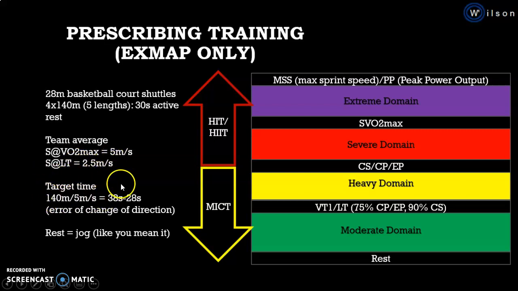So the target time would simply be the distance you want divided by the team average. And based off that, you have a little error. So it could be anywhere from 38 seconds to 28 seconds, right? The error I applied, and why I only made it slower, was because of change of direction.